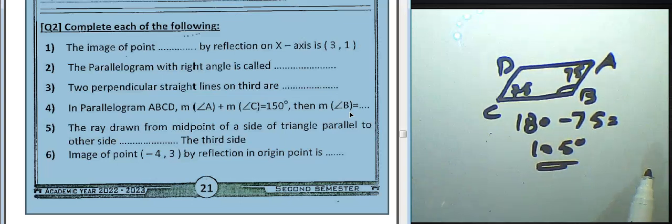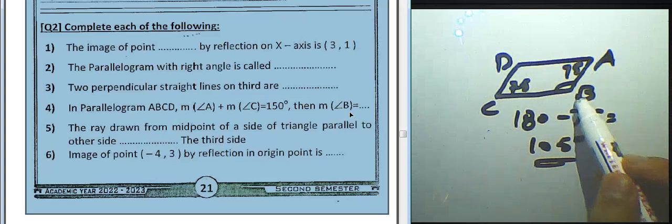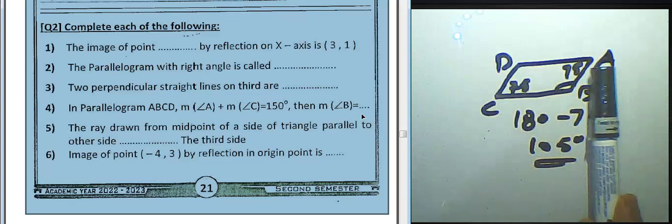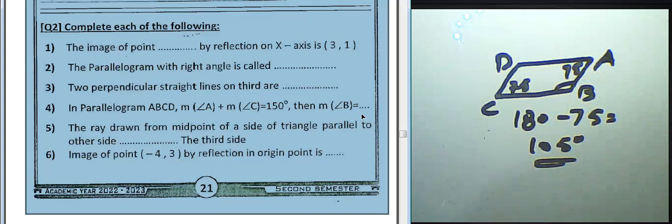105 degrees, okay? Because the measure of angle A plus the measure of angle B equals 180. They are supplementary angles; the sum of them equals 180 degrees. So, the properties of a parallelogram: each opposite angle has an equal measure, and the sum of the measures of each two consecutive angles is 180 degrees. Okay, so we must write here 105.